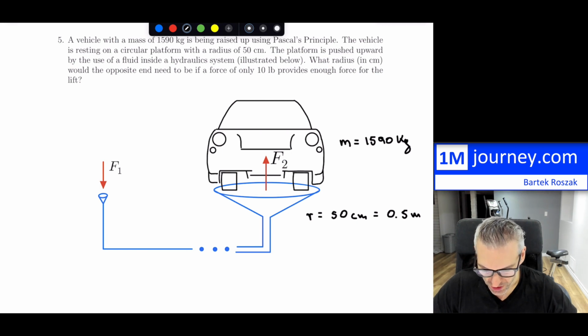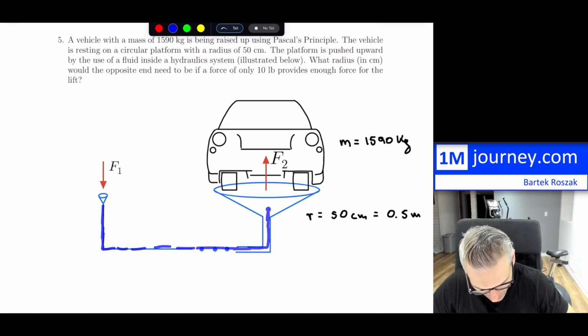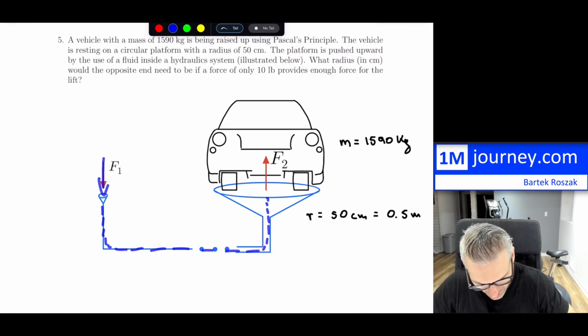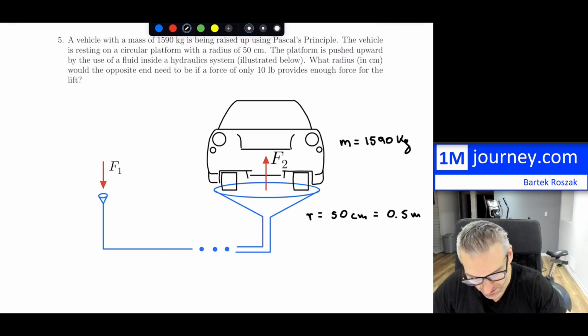Now, the platform is pushed upward by the use of a fluid inside a hydraulics system. I've drawn it out here for us. Inside of this there is a fluid, and we're applying a force right here, and the pressure is being transferred and pushing this thing upwards. This force F1 drawn out here is not very much. You can see the force is 10 pounds, so this is the force that we're pressing with.